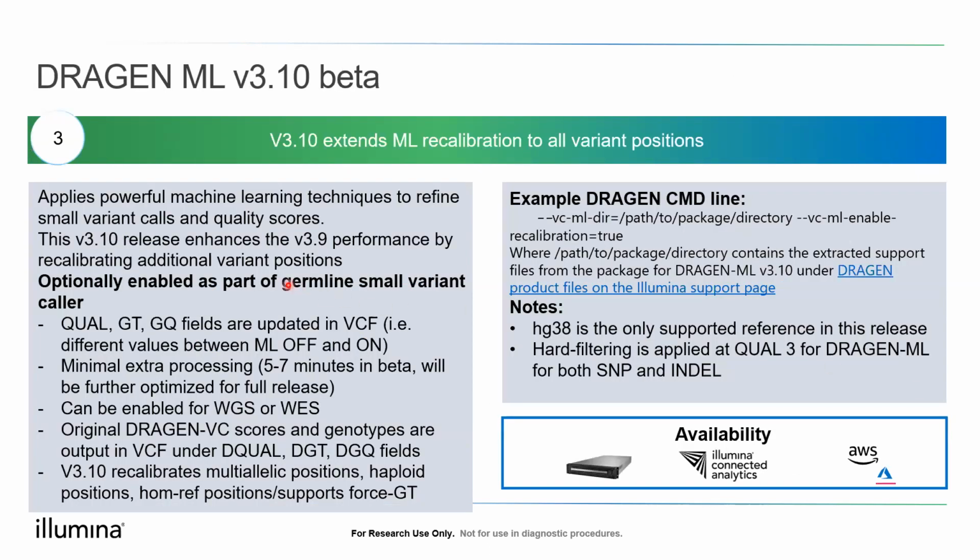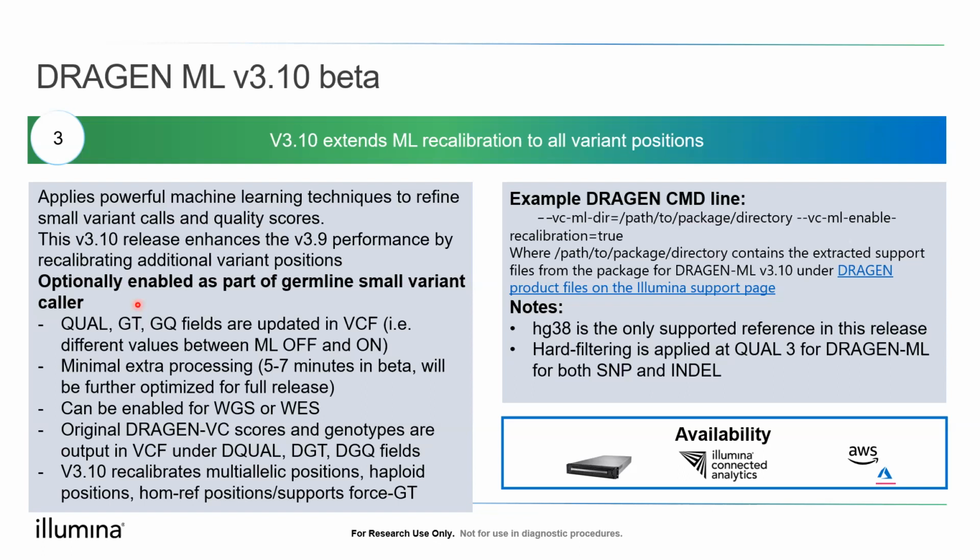Just some background in case somebody is new to this module, they have not used it or they're not aware of this capability in 3.9. It basically applies machine learning techniques to refine the small variant calls and its quality scores. And in 3.10, I listed out all the enhancements that we have made over 3.9.